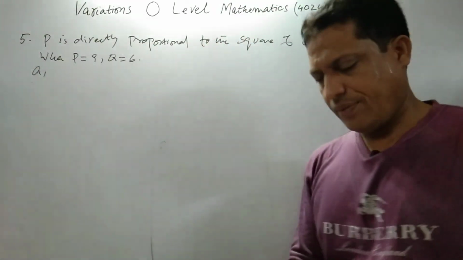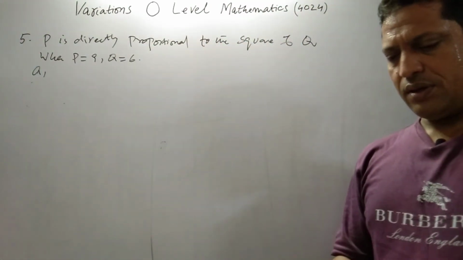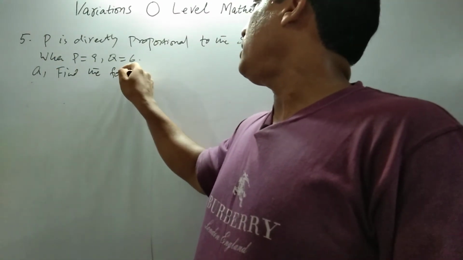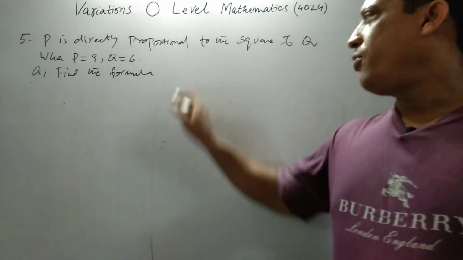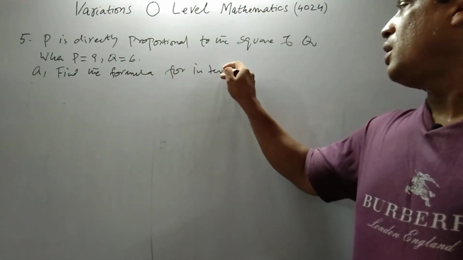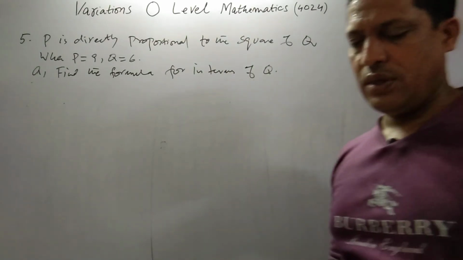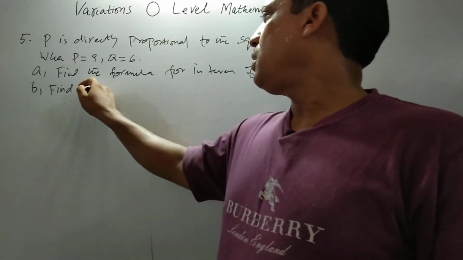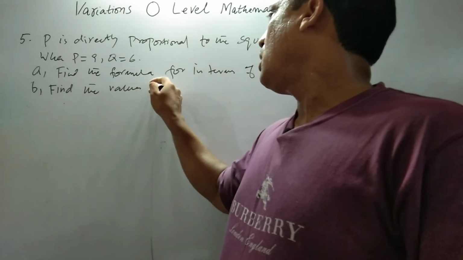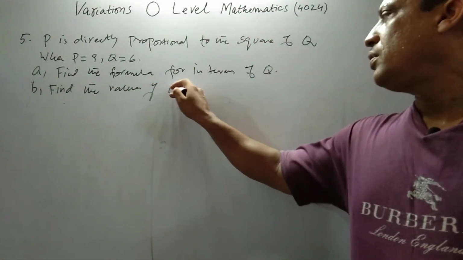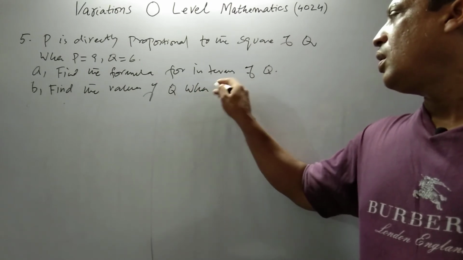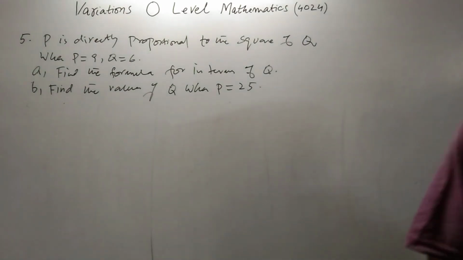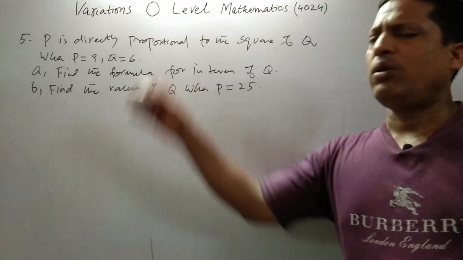Part A, find the formula for P in terms of Q. Part B, find the values of Q when P is equal to 25. Again, a very easy question. All questions related to this topic are very easy.